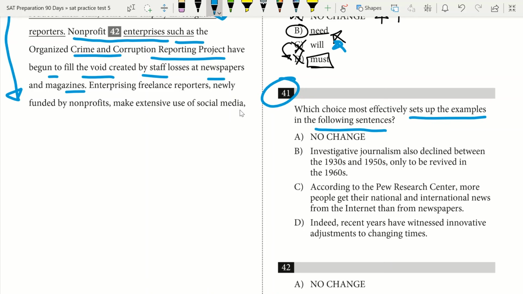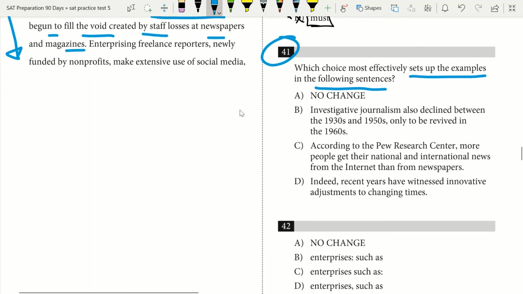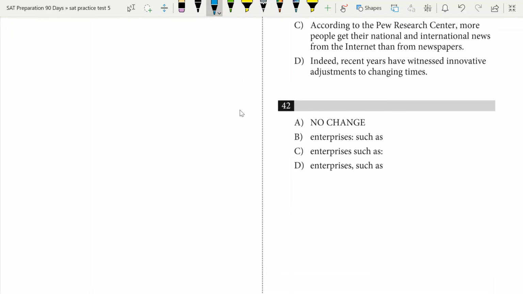Now in this case, such as here is restrictive, okay? Now if such as were non-restrictive, or non-essential, you would have a comma before it. But in this case, it is restrictive because it's referring to the Organized Crime and Corruption Reporting Project. It is restrictive because it wouldn't be allowing for more than that one. Now, when such as is restrictive, you do not want to have a comma before it. You want to have no comma before it, and you're not going to want to have a comma after it. So in this case, the correct answer would just be A. You don't want to change it.